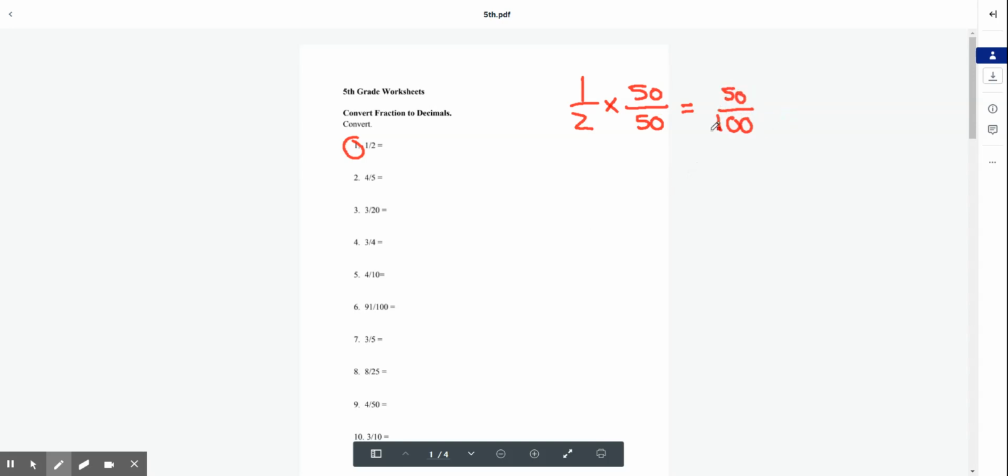And now that we have a denominator of 100, it's easier to convert it into a decimal. So 50 over 100 is equal to 0.5. Let's try number 2. 4/5 times 20 over 20 gives us a denominator of 100. So we get 80 over 100, which is 0.8.